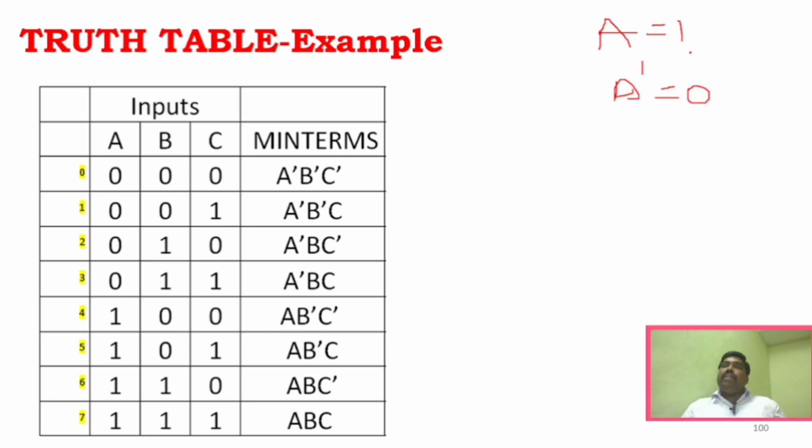Any complement form, any bar, you will consider as 0, or you can say that this is the normal form and this complement is 0. So any real form here is 1 and any complement form is 0. That is how normally we take it, and that is applicable for minterm.